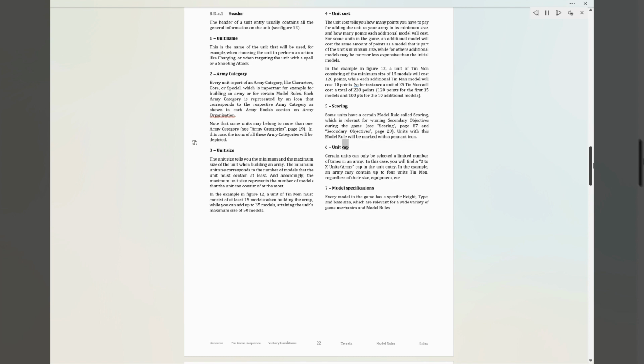Unit cap. Certain units can only be selected a limited number of times in an army. In this case, you will find a 0 to X units per army cap in the unit entry. In the example, an army may contain up to 4 units of 10 men, regardless of their size, equipment, etc. Model specifications. Every model in the game has a specific height, type, and base size, which are relevant for a wide variety of game mechanics and model rules.